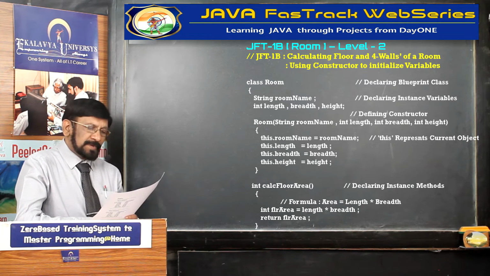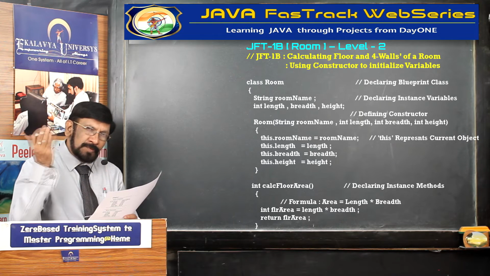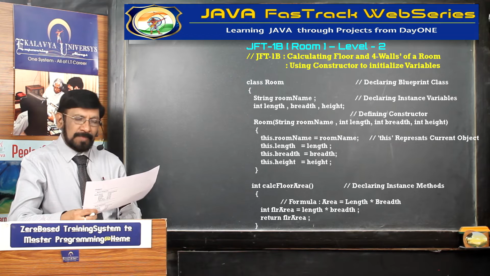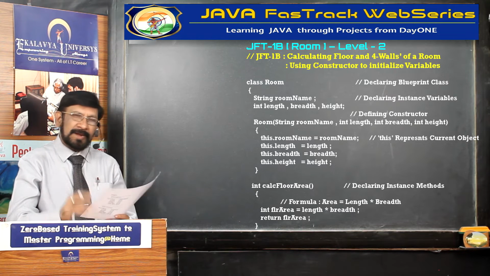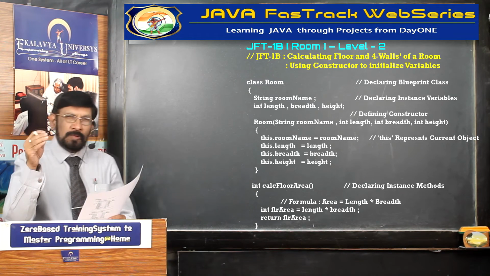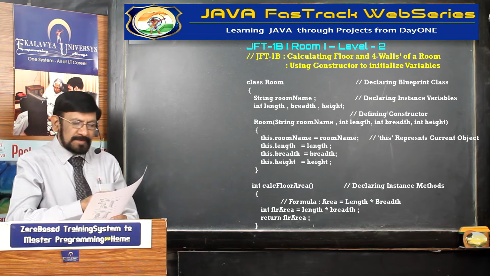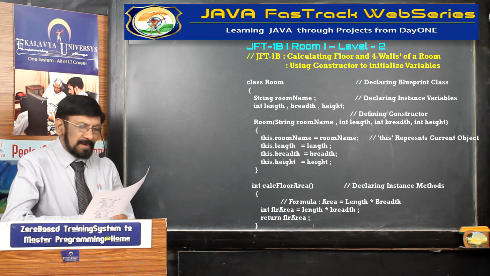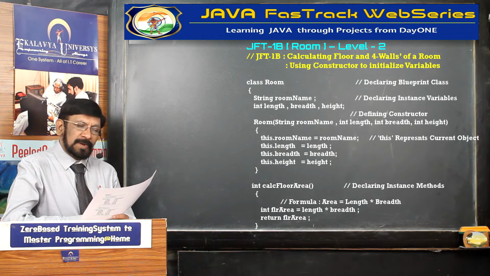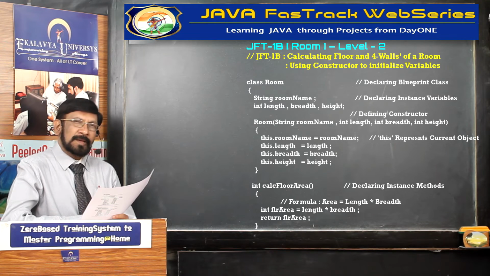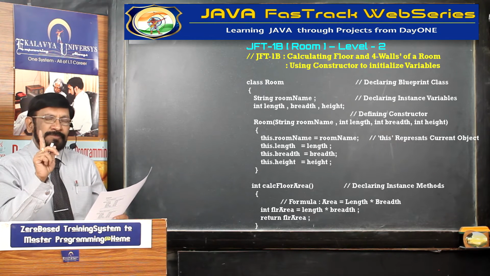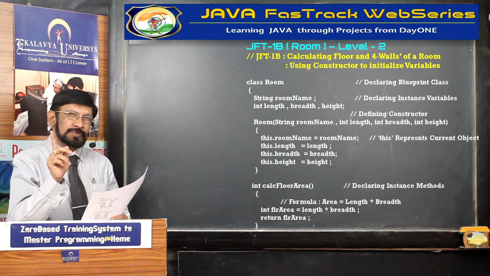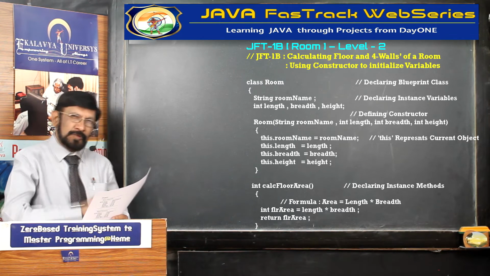Thereafter, which data items you have to initialize: room name, length, breadth, and height. You see the header. Whatever variables you are going to initialize, the same parameters you must write. You must write a String room name, int length, int breadth, and int height. Here you can use short names also. Actually, later we do that. Initially, I don't want to confuse you because you should identify what you are doing.